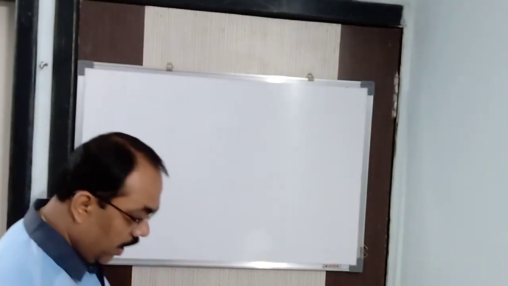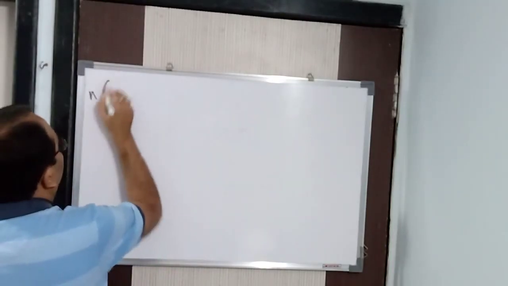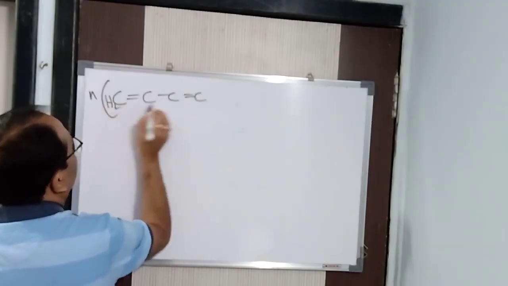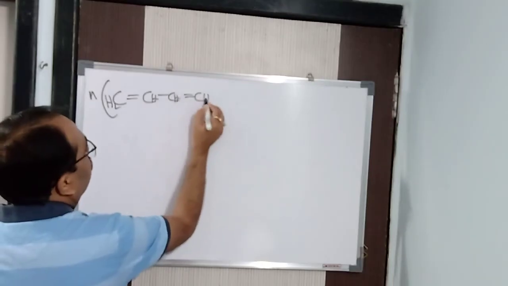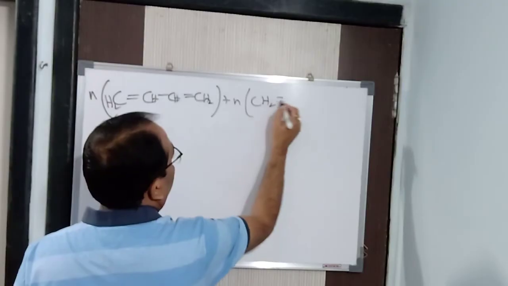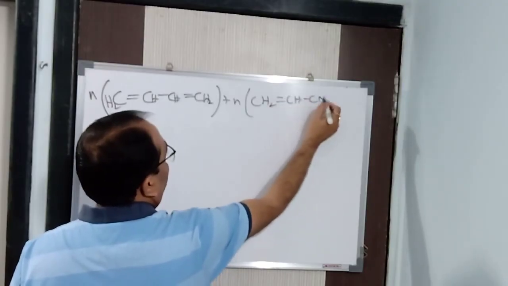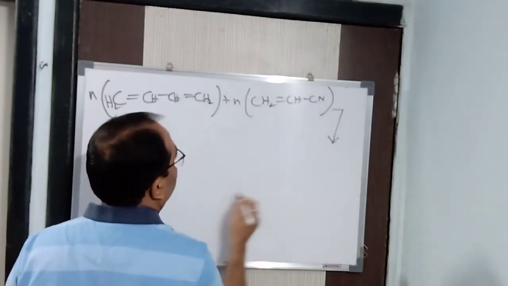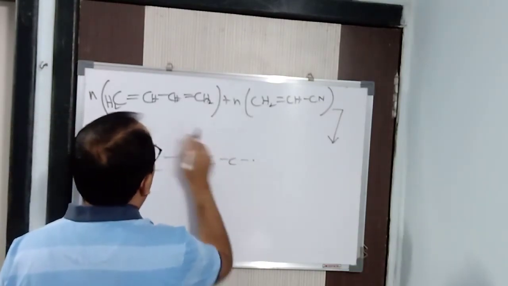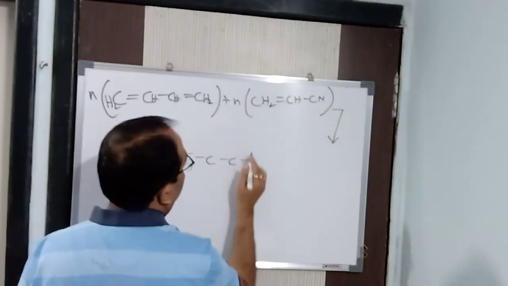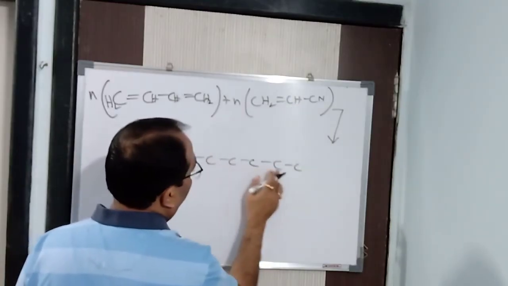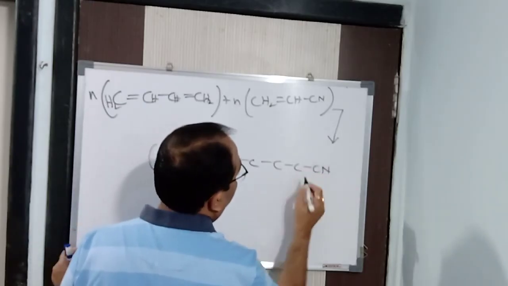So in Buna-N, what I said, that is N molecules of buta-1,3-diene, CH2=CH-CH=CH2, plus N molecules of vinyl cyanide, CH2=CHCN. It undergoes polymerization to form what? All the carbon atoms will be joined. How many? Here 1, 2, 3, 4, 5, 6, 7. So here 1, 2, 3, 4, 5, 6, and here it is CN. Clear?